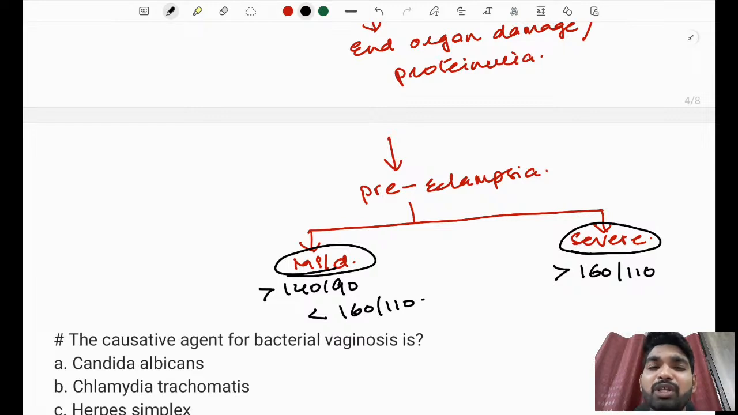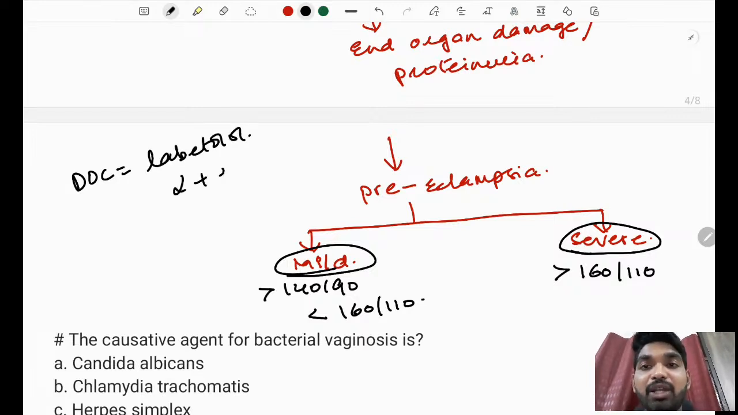Can you people tell me what is the drug of choice to treat hypertension in pregnancy? Let's suppose now there is a pregnant woman where there is 170/120. Which drug you are going to give? Excellent. IV labetalol you are going to give. The drug of choice is labetalol. Labetalol will have both alpha and beta action. It will block both alpha and beta. It has mixed action. Till now you are clear, right?